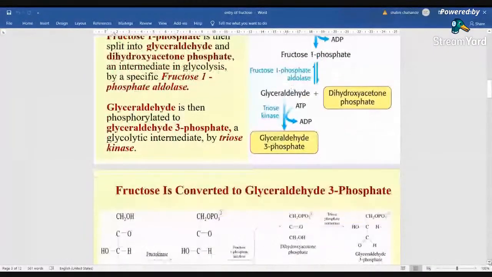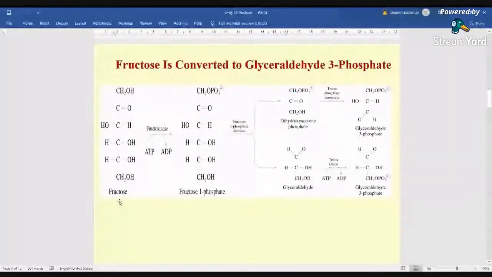See, these are the structures. Fructose is converted into fructose 1-phosphate; here is the phosphate group. This fructose 1-phosphate is split into two molecules, one of glyceraldehyde and the other of dihydroxyacetone phosphate. The dihydroxyacetone phosphate undergoes isomerization and is converted into glyceraldehyde 3-phosphate, and the enzyme is triose phosphate isomerase. While this glyceraldehyde is converted into glyceraldehyde 3-phosphate.